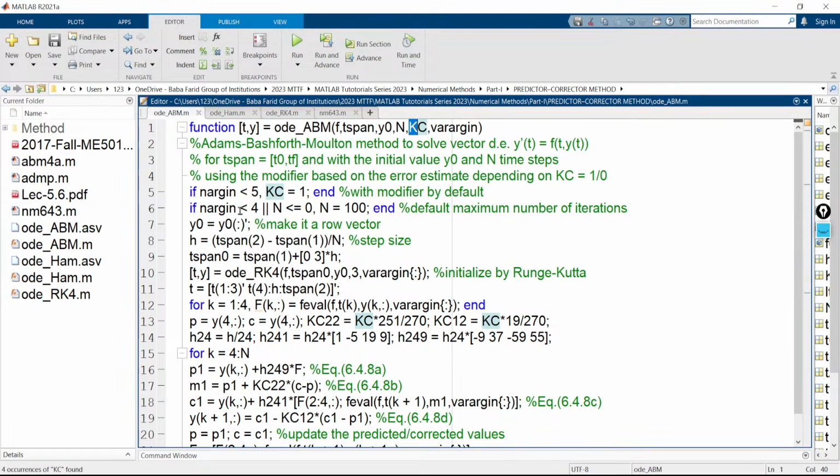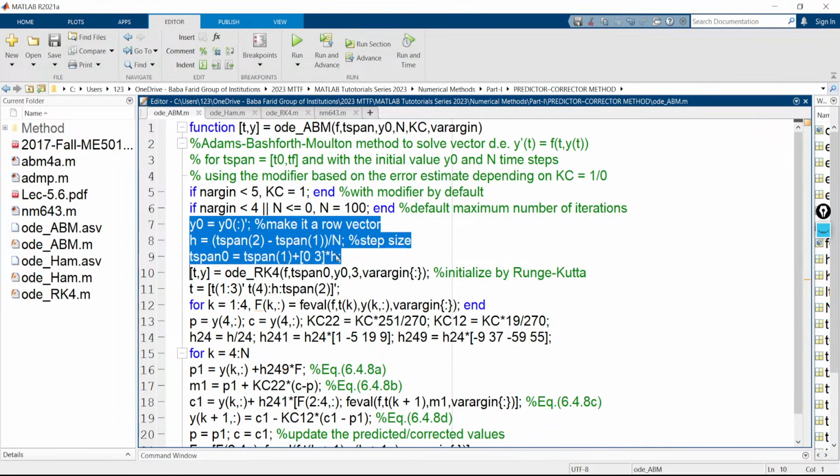So F1 again less than 5, Kc is equal to 1 with the modifier by default. These are the same conditions as we discussed for the Runge-Kutta fourth order, the maximum number of iterations we need, and these equations are also the same. As we do in the very first method directly, the same steps are here.